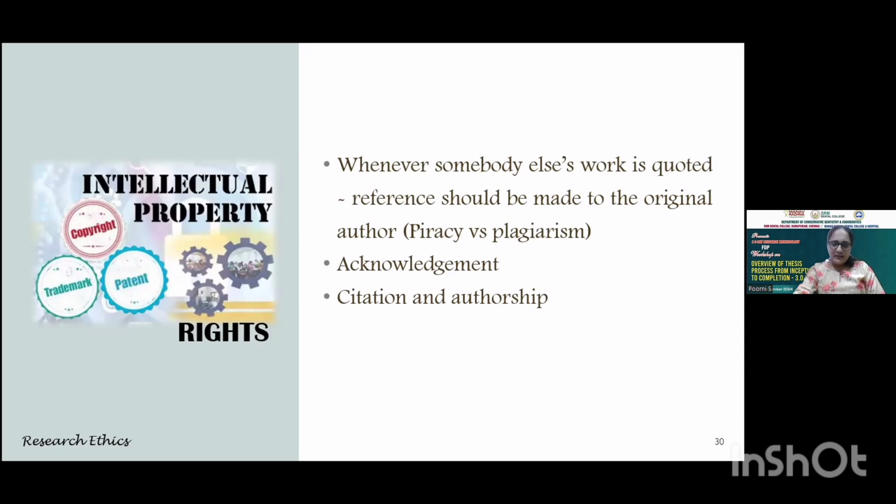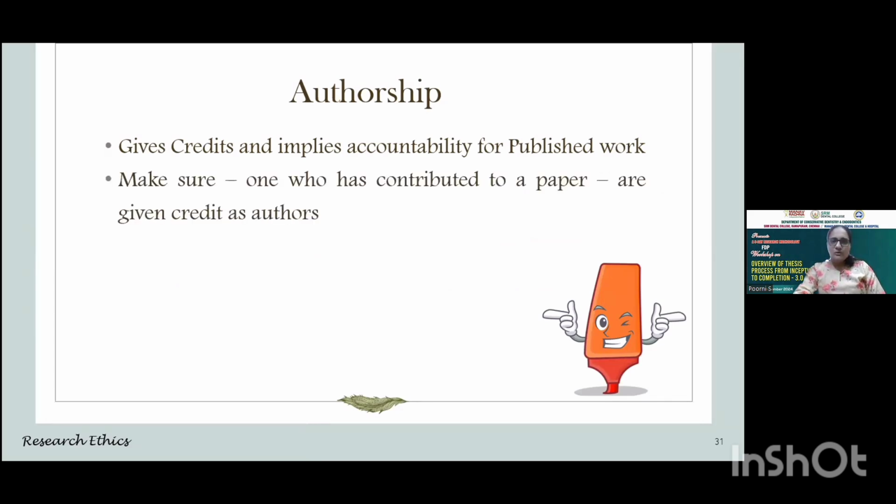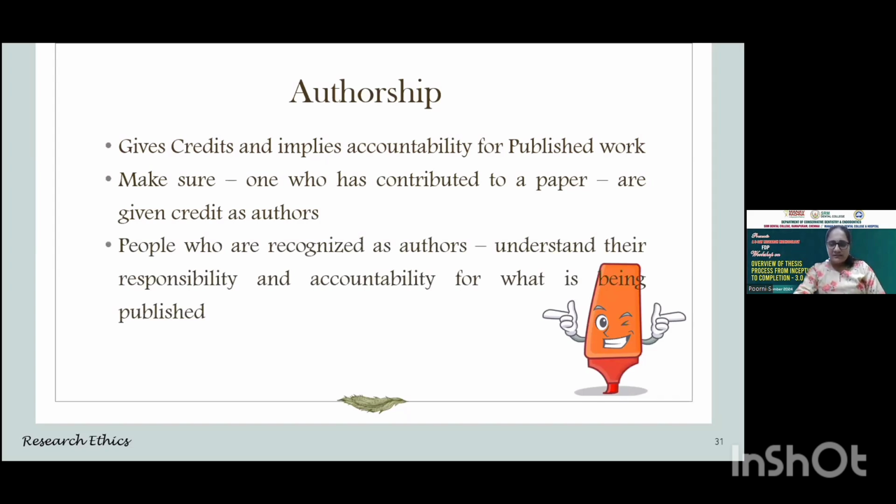So when you decide the authorship of your study, you should know what are the various types of authorships. Authorship is nothing but giving credits and implies accountability for your published work. So make sure one who has contributed to the paper, that is your research work, is always given credit, and they are called the authors. People who are recognized as authors should understand their responsibility and accountability for what is being published. So all the authors are those who have been associated throughout the research work.